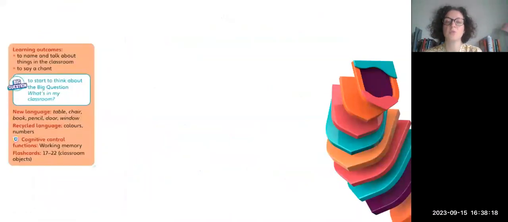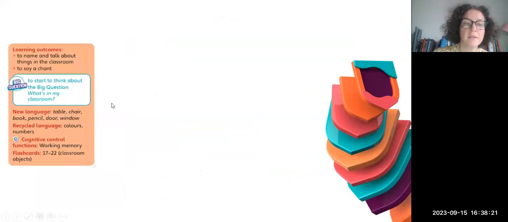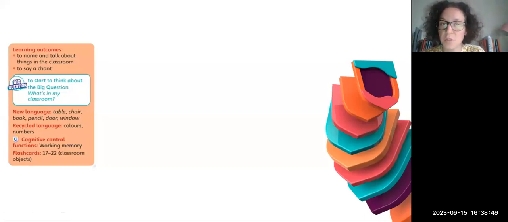Now, if you look into the teacher's book, the lesson plan starts from learning outcomes, which is the same as aim. What students will be able to do. What is the product of this lesson? To name and talk about things in the classroom, to say a chant. Perfect. And we always have this big question. What does it mean? The big question is the question with which everybody will work for 8 lessons, the whole unit. And this is the question for each lesson, for each activity.